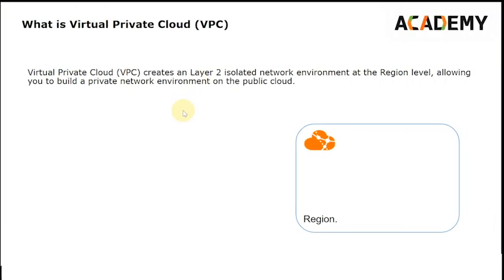Now moving forward, a virtual private cloud is actually a layer 2 isolated network. Why do we create a layer 2? Because in the OSI model, Open System Interconnection, layer 2 belongs to the switches and layer 3 belongs to the routers. So if we want to communicate between the vSwitches or among the vSwitches, we need to set up a layer 2 isolated network, allowing you to build a private network environment on the public cloud.